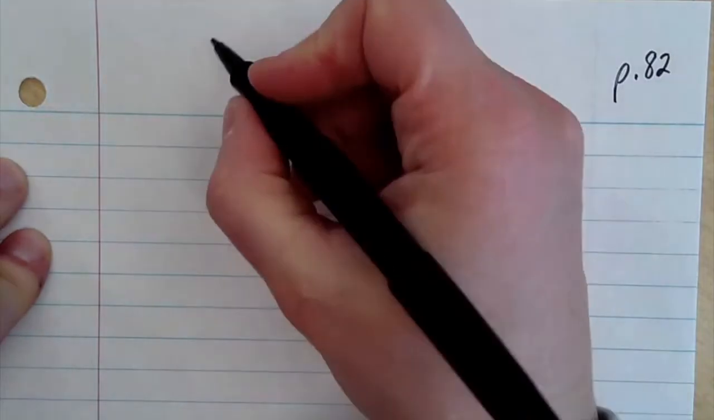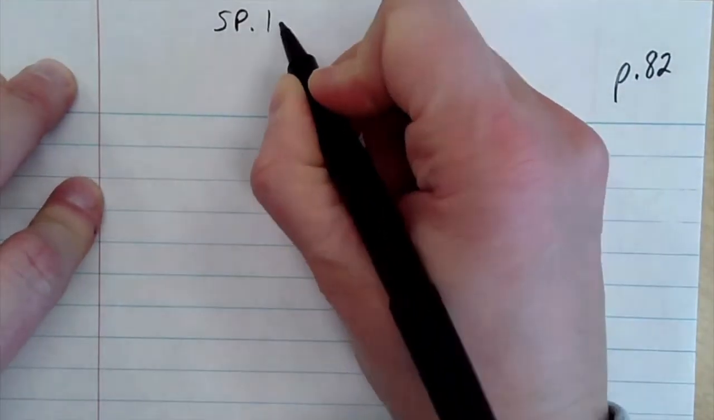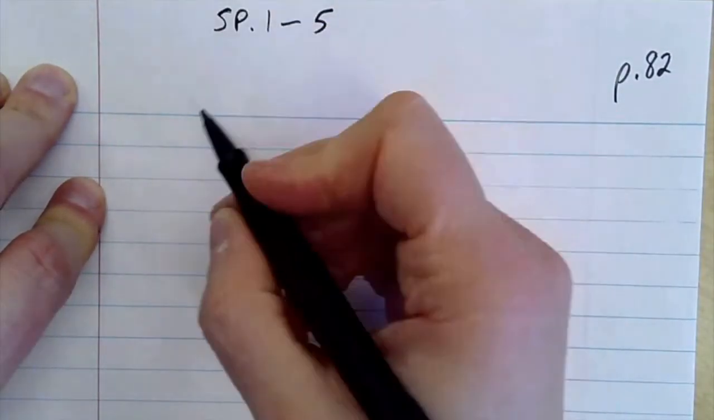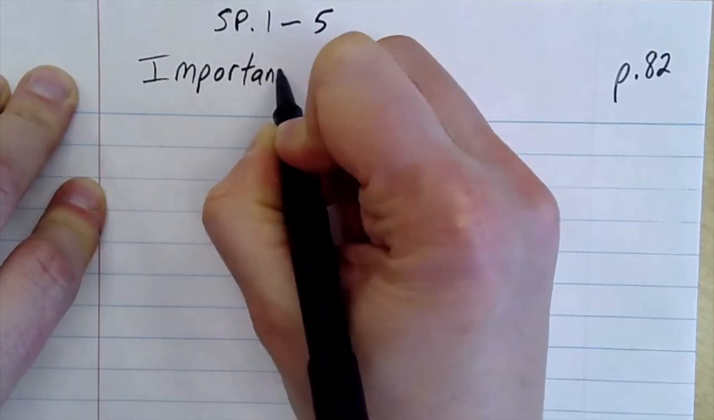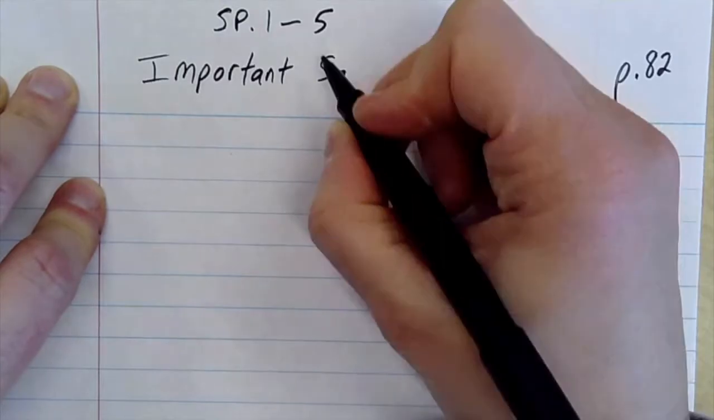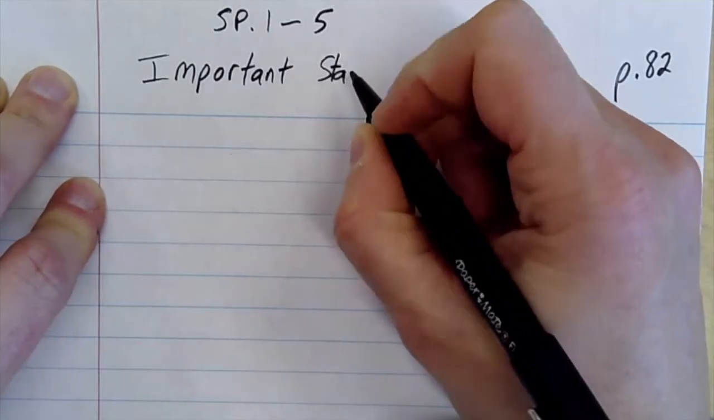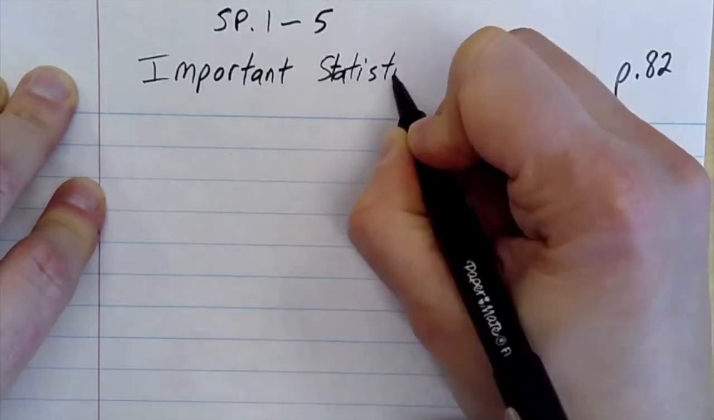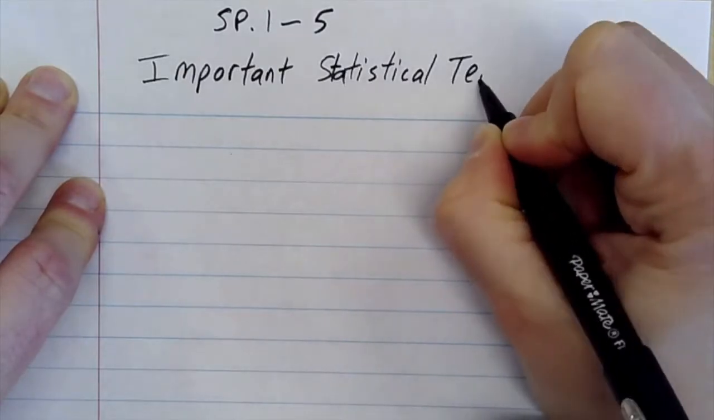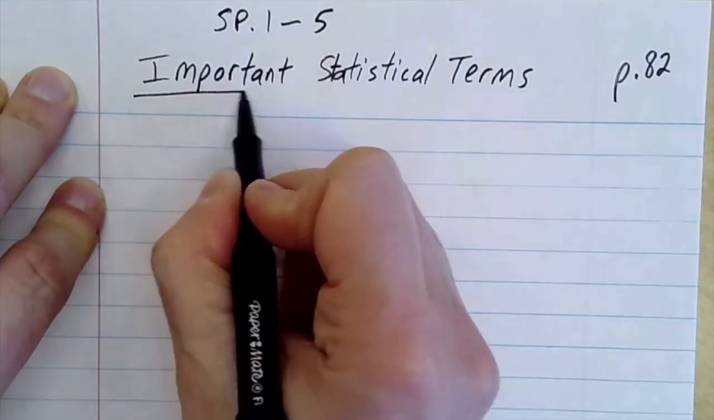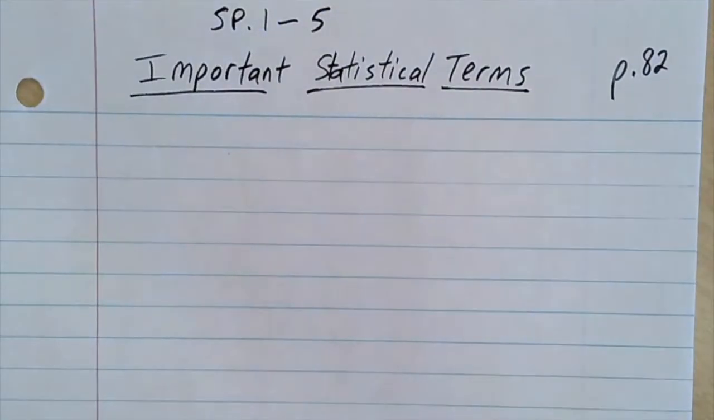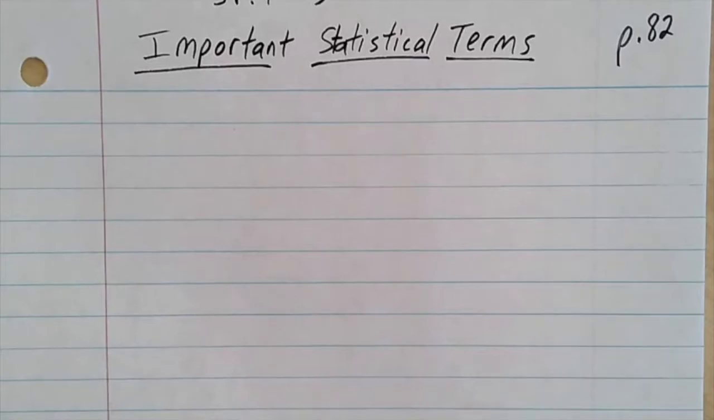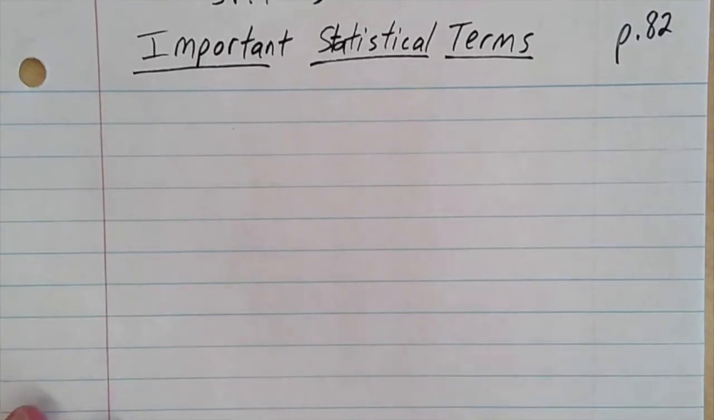This is page 82 in our notes, and this kind of goes along with SP 1 all the way through 5. We're going to talk about important statistical terms. This is kind of a review over things we've learned through SP 1 through 5.